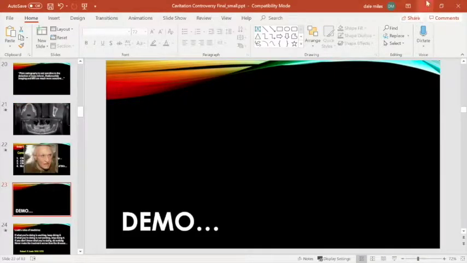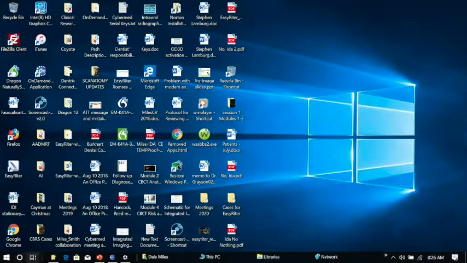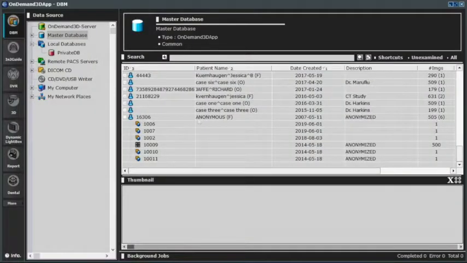So I'm going to do a demo, and the demo is going to show you something unique. This is the interface that I use. I thought I'd change this up a little bit. I have a case open. I've shown it several times before. And this is the DICOM data. I'm going to open it in one of the toolboxes called Dynamic Light Box.